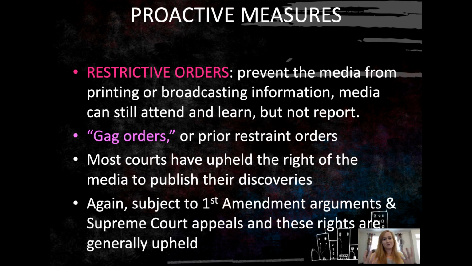So because closure isn't really a good option, we move to another one, which is a restrictive order, another proactive measure. So restrictive orders prevent the media from printing or broadcasting information. Media can still attend and learn, but they cannot report. So when you think about it, it's kind of like putting a gag order on a reporter. Well, you can still find out stuff, but you can't report anything until after all of this is said and done, so it doesn't have undue influence on what's happening right now. So we call them gag orders, prior restraint orders. You put a gag order on the press.